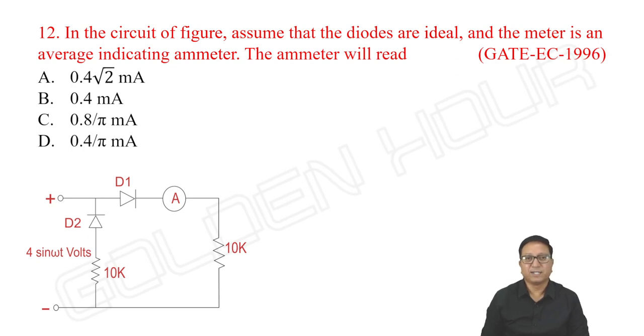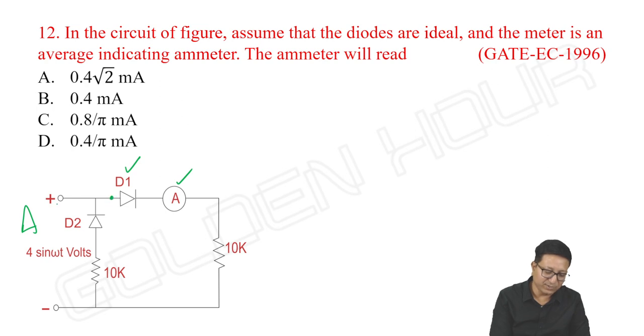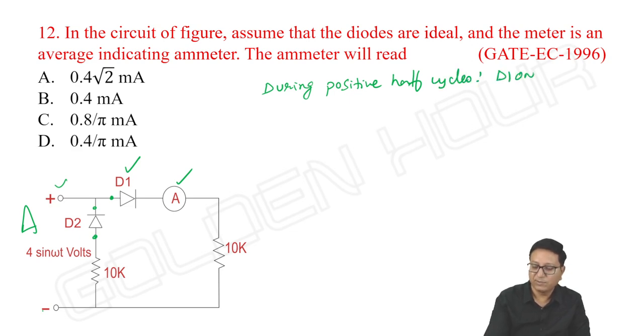Next, in the circuit of the figure, assume that the diodes are ideal and the meter is an average indicating meter. This is an ammeter which is an average indicating meter. What is the reading of the ammeter? During positive half cycles, definitely D1 is on and D2 is off, because D1's anode is connected to the positive terminal and its cathode is going towards the negative terminal. D2's cathode is going towards the positive terminal of the supply and its anode towards the negative terminal. So D2 is off. During positive half cycles, D1 is on and D2 is off. D1 almost acts as a short circuit.